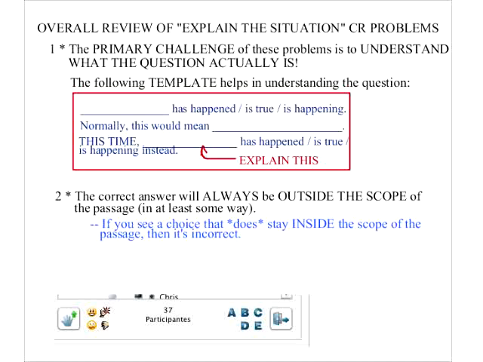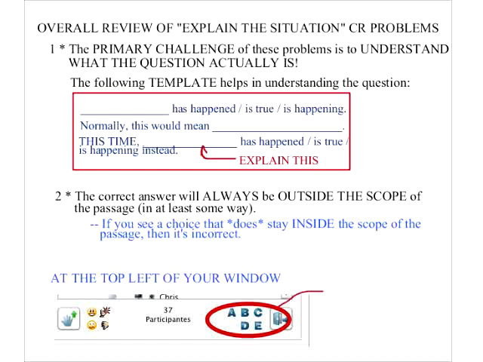The top left of your window, you should see the following type of thing going on. These things here, these A, B, C, D, E, this is what you should use to answer the questions. Please do not answer questions in the text box. We don't want the public to see the answers. I can see these results, other people can't. So use these buttons to indicate your answer.